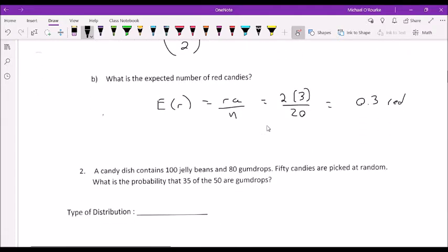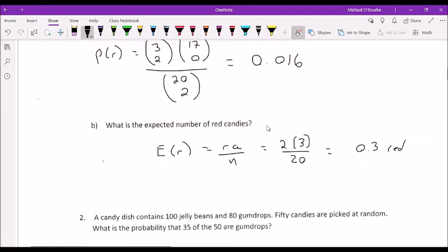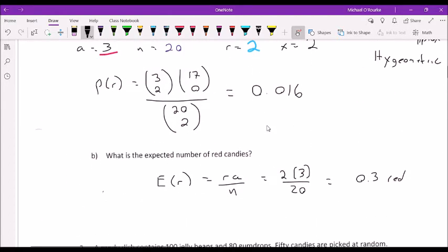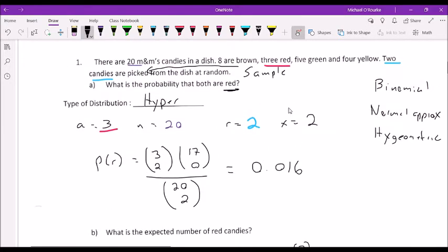Am I good to go for the next one? All right. Gotta figure out who am I limiting. No, because that's R, your sample size, right?